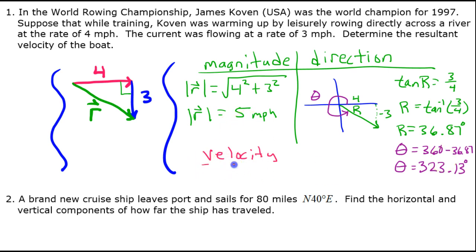So the velocity of the boat, if we just put this together, all right, velocity consists of the magnitude and the direction. So the velocity is 5 miles per hour at 323.13 degrees.